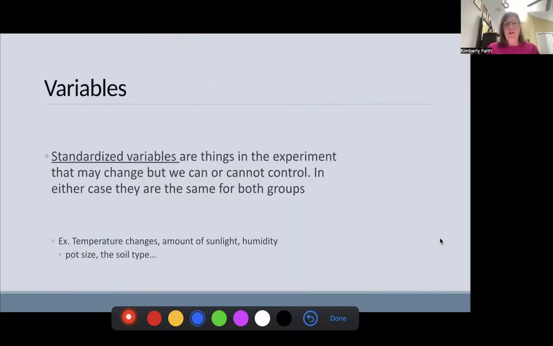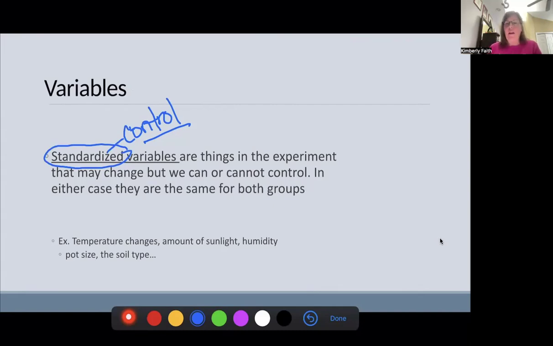Now variables. Maybe your teachers use controls here. We're trying not to use that because we don't want it confused with your control group. So we're using this term standardized variables. Variable meaning that is what you change, but in this case, standardized means it's the same. So what we're saying is that, well, these are things that could be different, but we're choosing to keep them the same. So for example, in my previous setup, the pots were the same size.